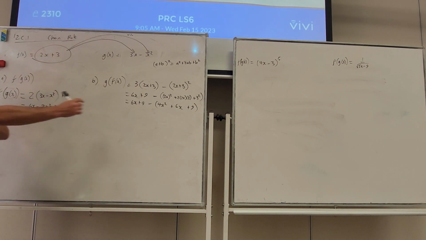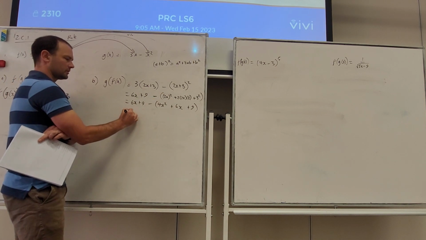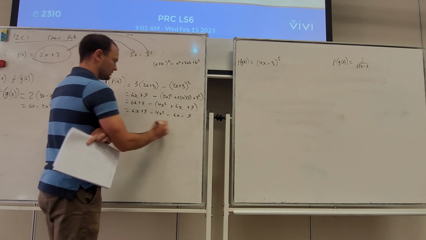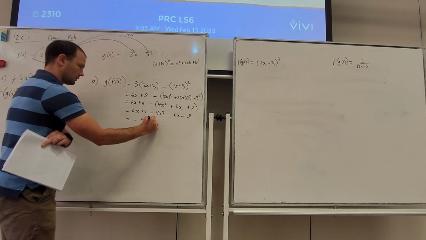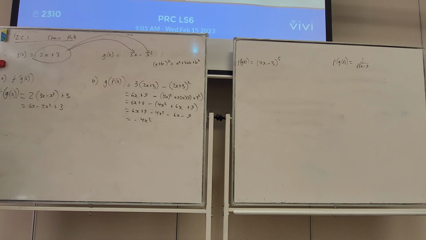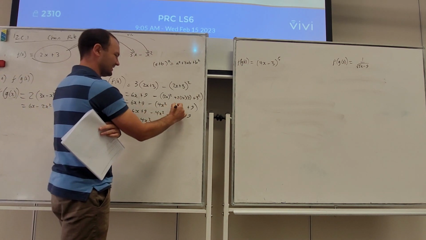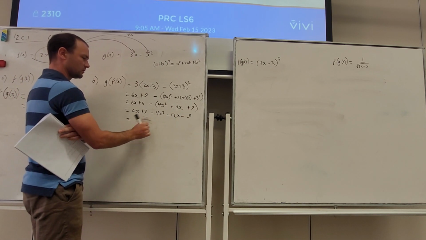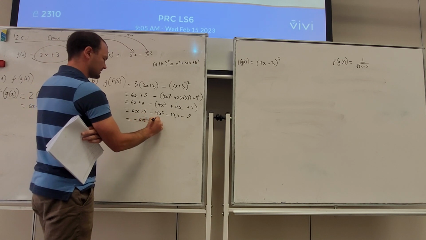Now the negative can distribute. And notice we've got 6x plus 9, take 4x squared, take 6x, take 9. 6x take 6x, 9 take 9, we're just left with minus 4x squared. How did you get this? 12x, thank you. Take 12. So we're going to have 6 take 12, we'll have minus 6x take 4x squared.